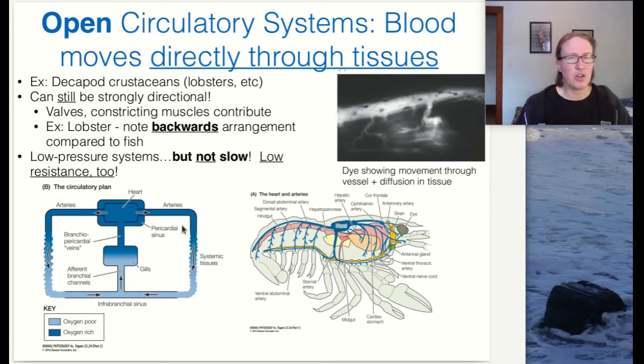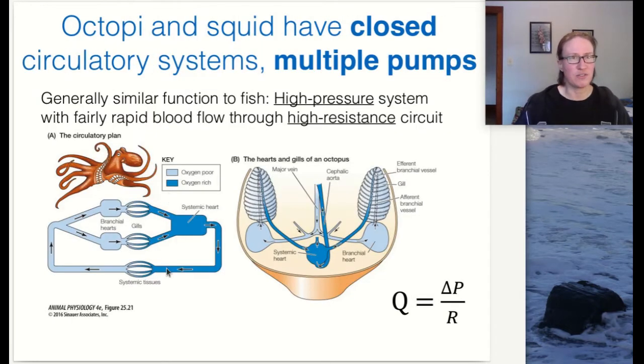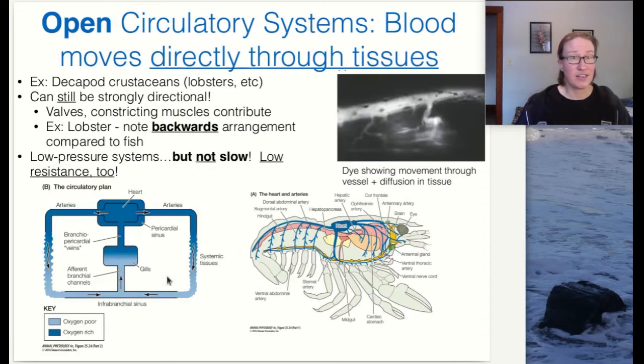And this open circulatory arrangement, in contrast to what I just showed you for the cephalopods, is a very low pressure system. Let's think about it this way. If you puncture a lobster, it's not going to instantly bleed to death. So the circulatory system is relatively low pressure. But just because the circulatory system is low pressure does not necessarily mean circulation is slow.